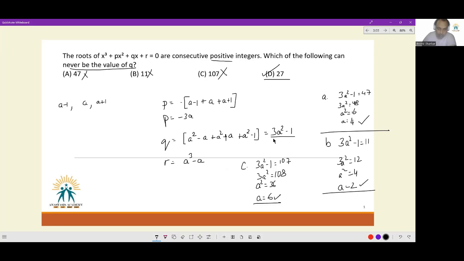Look at the value of q. It is always some multiple of 3 minus 1. This is a multiple of 3 minus 1. This is a multiple of 3 minus 1. This is a multiple of 3 minus 1. This, however, is a multiple of 3 itself. So this can never be the value of q. The answer to the question is option D.